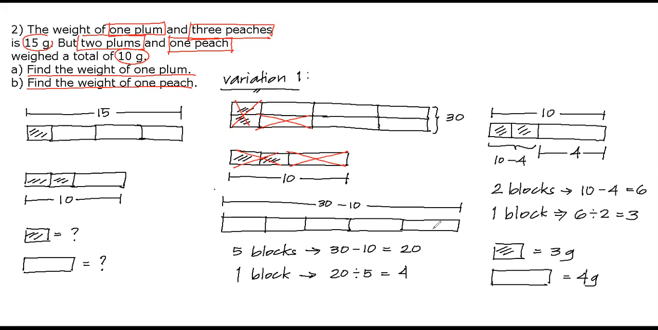So we were about to go to variation 2, meaning we will be able to find out another strategy. Okay? Now, before we go to variation 2, let me check first if the answer is correct. So what you are about to see here is 3 grams and 4 grams: 3 is for the plum, and 4 is for the peaches, or 1 peach I mean.